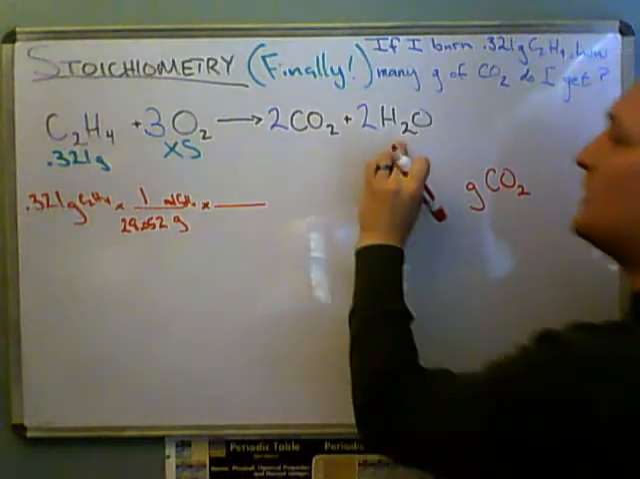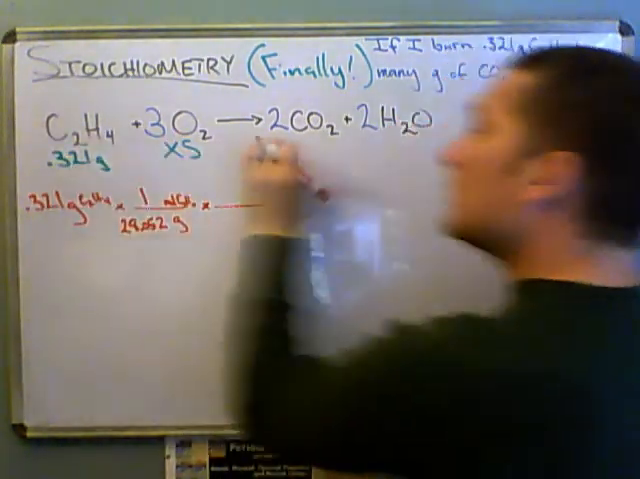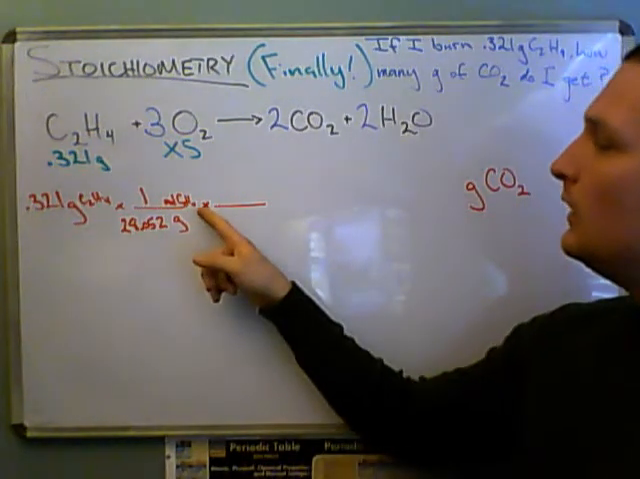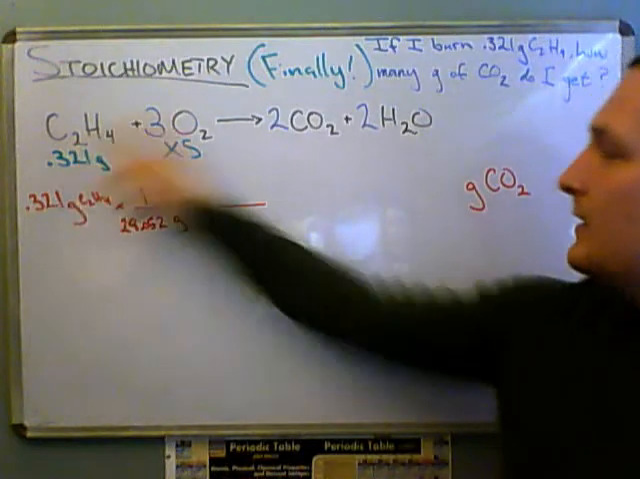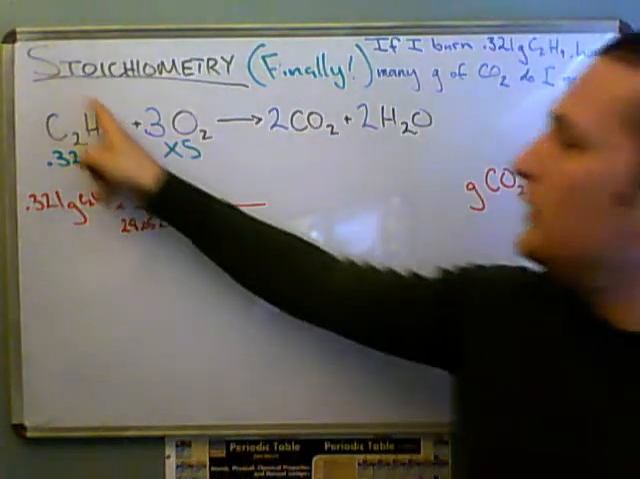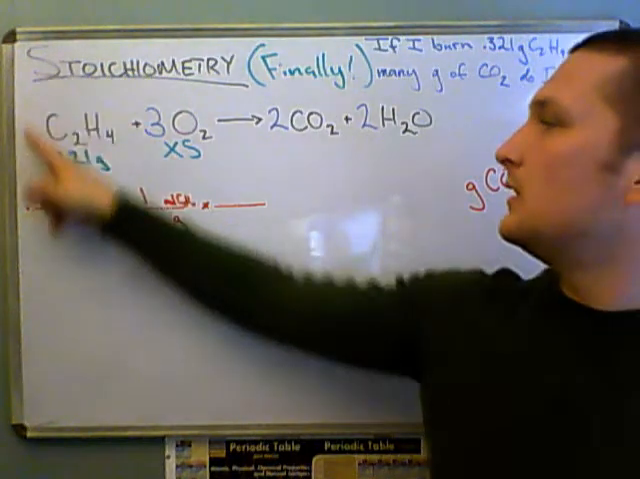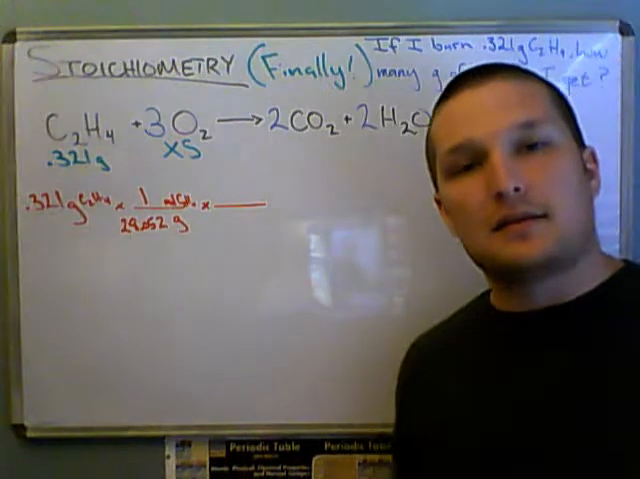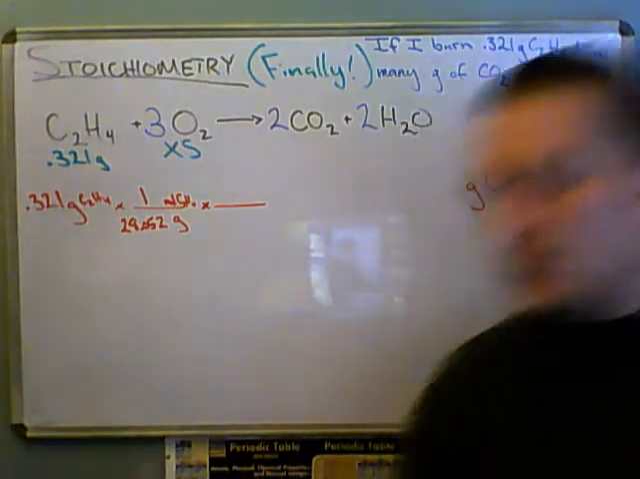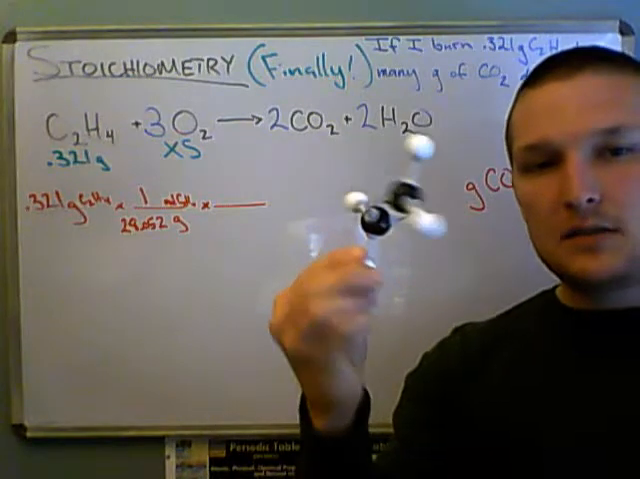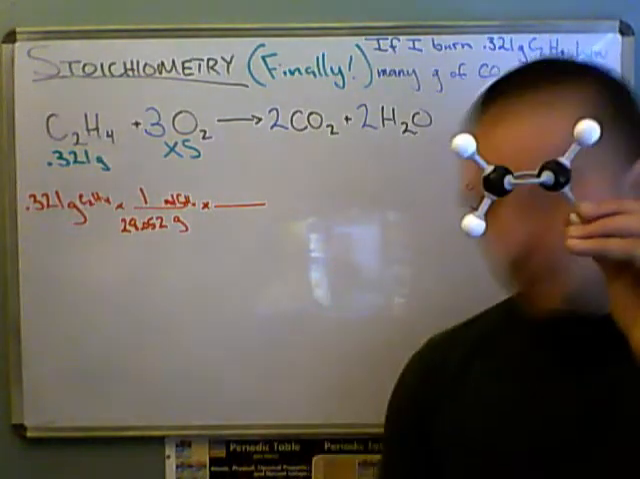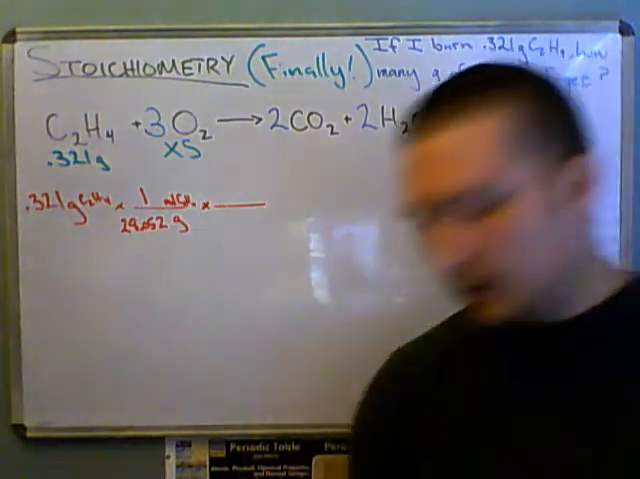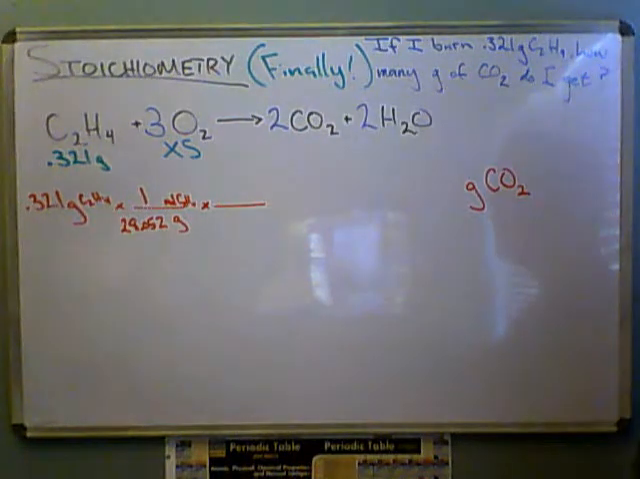Well, that's where this comes in handy. This balanced chemical equation tells you ratios. So, if we're starting with this, and this is all balanced, we know that for every 1 molecule of this, we're going to get out 2 molecules of CO2. That's just how the equation balances out. And that makes sense because if you have 1 molecule of ethene, which is this right here, and you burn that in O2, the only way that this is going to even out is if you get 2 molecules out.